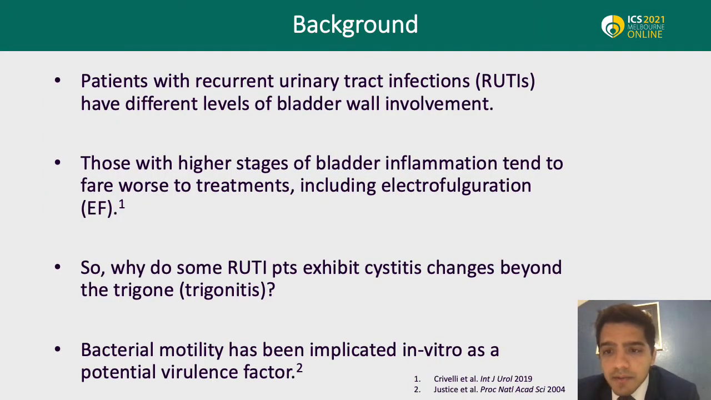For a while, we have been wondering why in women with recurrent urinary tract infections, some exhibit cystitis just at their trigone, also called trigonitis, whereas in others it spreads beyond the trigone. Our prior electrofulguration outcome studies have shown that those with higher stages of bladder wall involvement fare worse. Because animal studies have shown that bacterial motility has been implicated as a potential virulence factor, we decided to study this in humans.